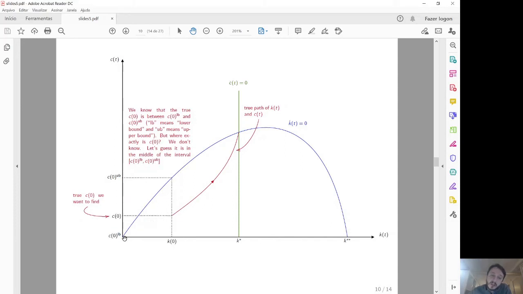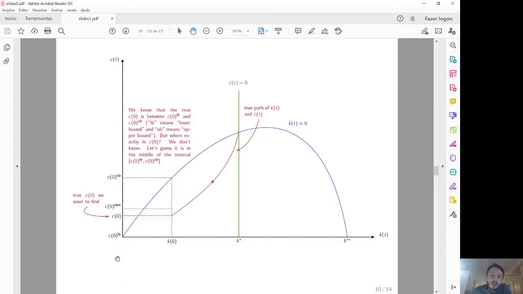We don't know initially. So we just make a guess of an initial consumption that is between the upper bound and the lower bound. What is the most natural guess? It is the middle point of the interval. So the average between the upper bound and the lower bound. So let's call it C0 new. That's our new guess for C0. This C0 new is just C0 UB plus C0 LB, divided by 2.